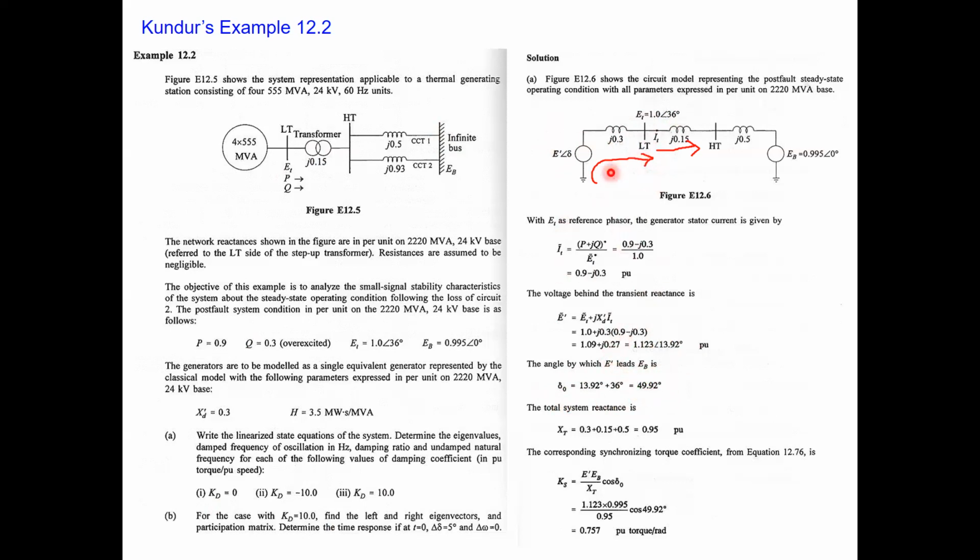And then since we want the power flow, you take the total reactance here. This reactance comes from the direct axis reactance of the generator, this one is for the transformer, and this one is for one of the lines. So there is a total reactance. Then you compute the synchronizing torque coefficient from this relationship, which we had here.